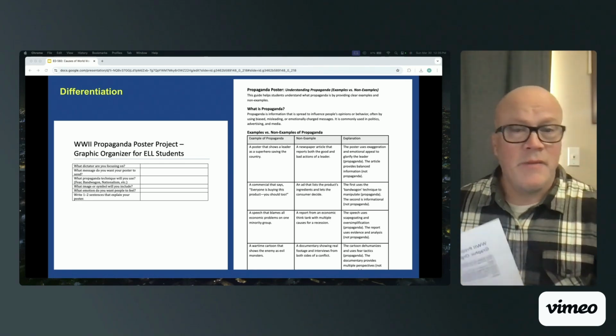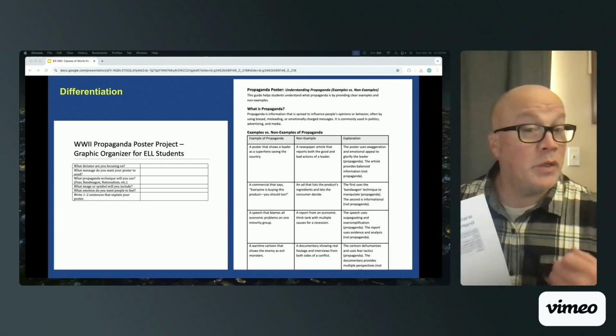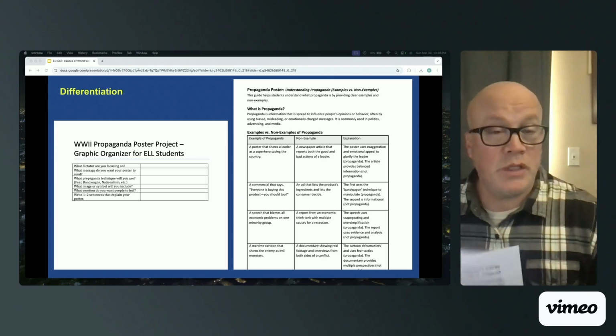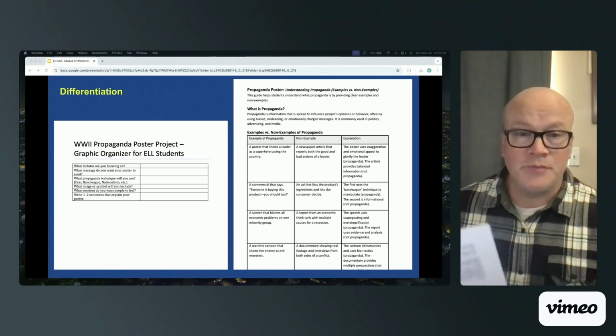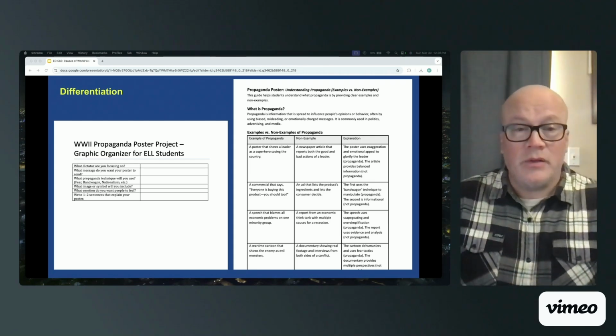All right. Also, number 4, what image or symbol will you include? So do you want to use a flag? Do you want to use a soldier on your propaganda poster? Do you want to use citizens? So what emotion do you want people to feel? Happy, angry, scared, okay?